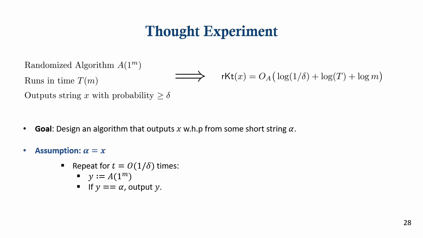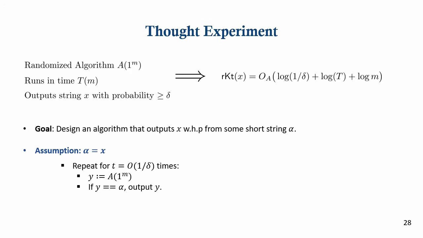Now let's assume that alpha is exactly the string X that we want to output. And of course, this assumption does not make sense, because in this case, we can simply output alpha. And we will show later how to remove or weaken this assumption. But for now, suppose we have this string alpha, which is the string X.